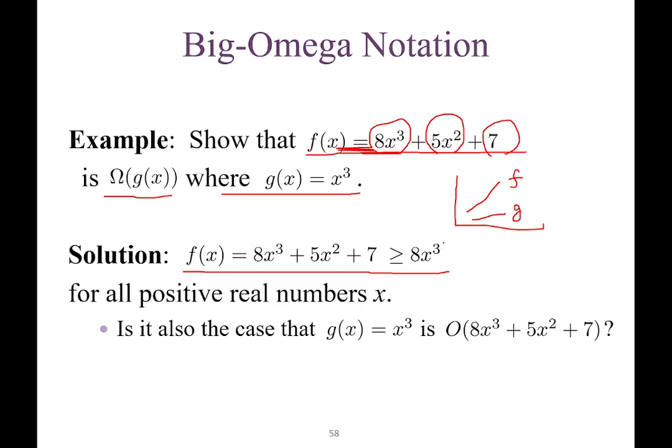So this helps us discover the witnesses. If you consider x cubed as g of x, then 8 will be the witness c for all positive real numbers x, when x is larger than 0. So k is 0 and c is 8. Then we can prove that f of x is big omega of g of x.